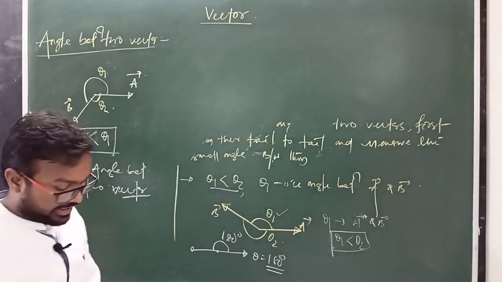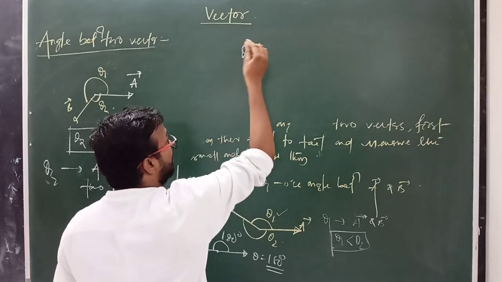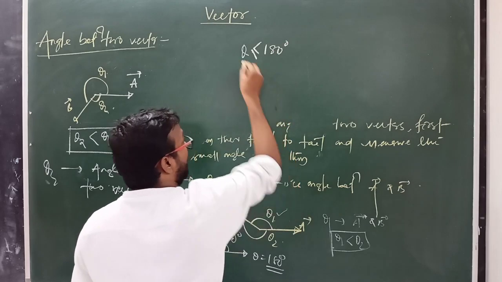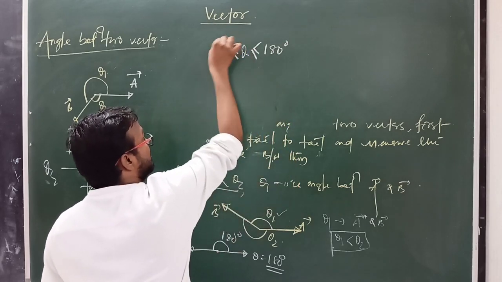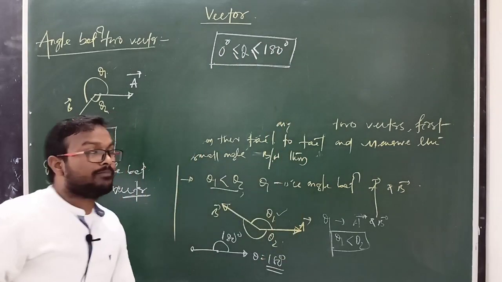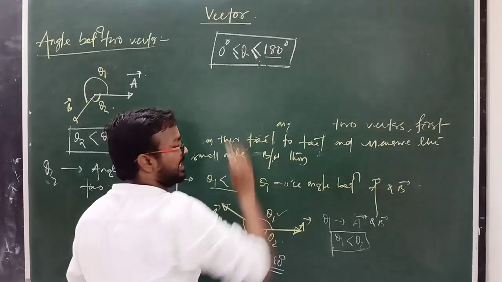Clear? Okay. So here the angle always varies from 0 degree to 180 degree. Keep in mind one thing here. This theta can be written as less than or equal to 180 degrees and greater than or equal to 0 degrees. Clear? So the angle between two vectors will be less than or equal to 180 degrees.